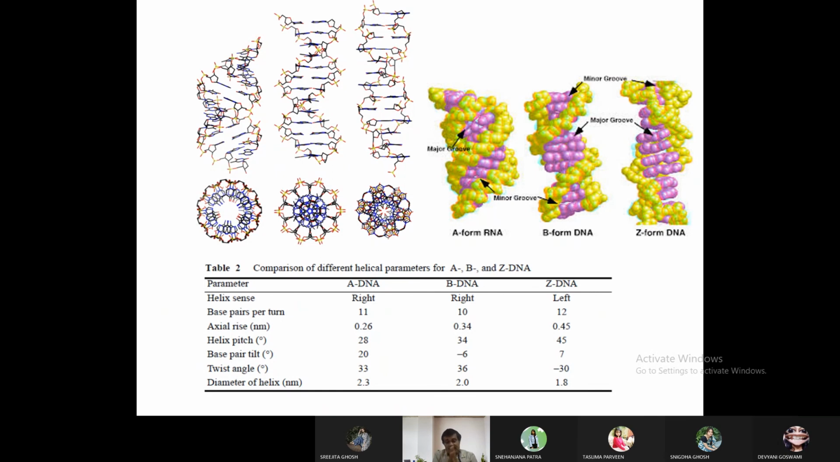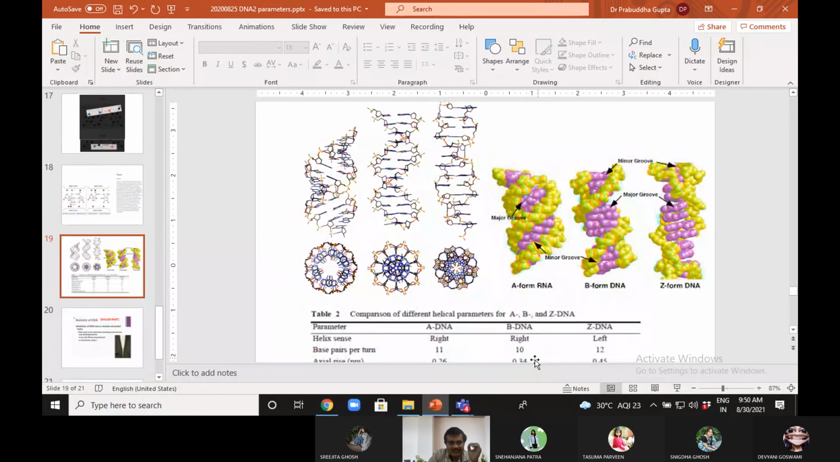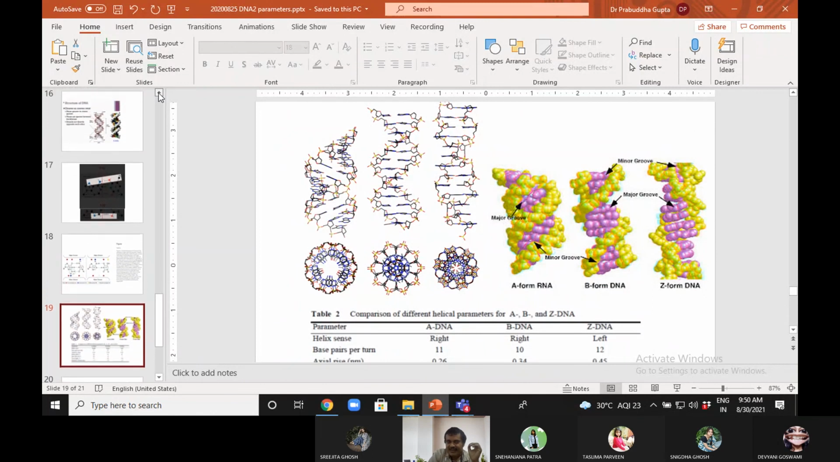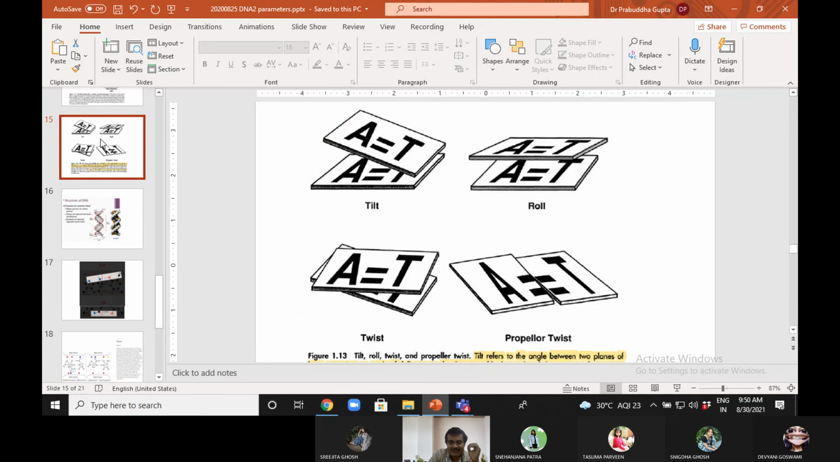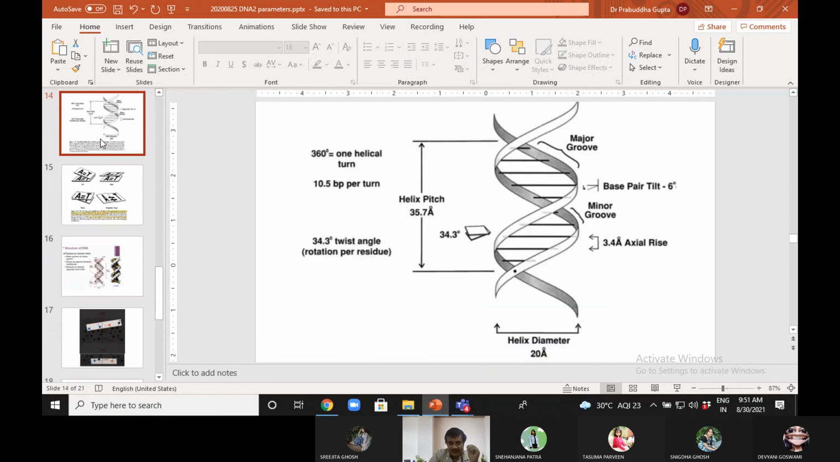Other than that, what you knew about these DNA forms is that two of them are right-handed, that is A and B DNA, and Z DNA is left-handed. You know that there are other parameters now which differentiate one of these DNA forms from the other two. So did you get the point? Did you get the point about these finer details of DNA parameters, twist, tilt, and what? Twist and tilt. Roll is not that important. Propeller twist is also not that important. But did you understand twist and tilt? Because these two are very important parameters. Do you have any confusion?